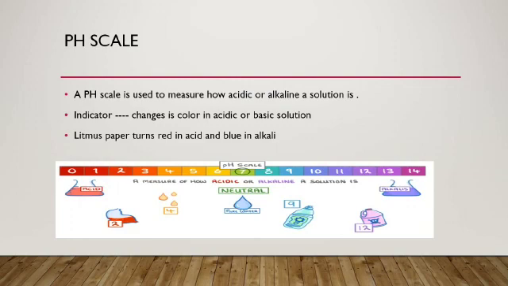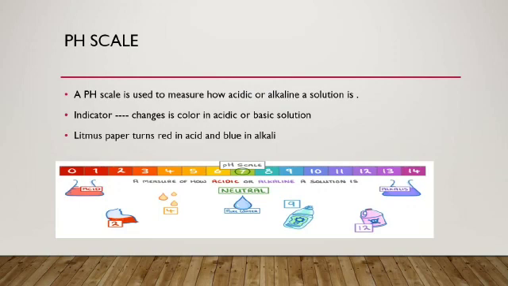Now, how to determine the pH of a given solution? The pH of a given solution can be determined by adding an indicator. An indicator is something that changes its color when it is added to an acidic or alkaline solution. The most common indicator that we usually use is litmus paper. This litmus paper, when added to an acidic solution, turns red, and the color on the litmus paper is then matched with the color on the pH scale to determine whether it is a strong acid or a weak acid.